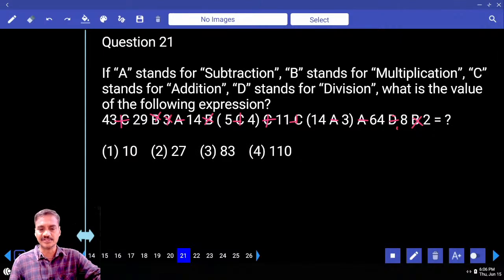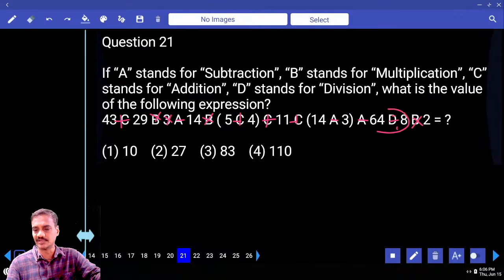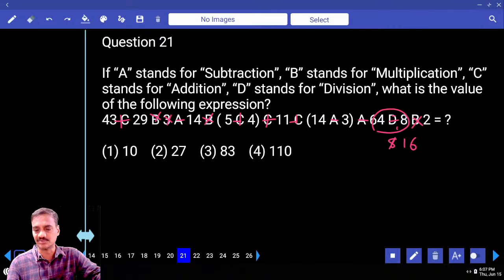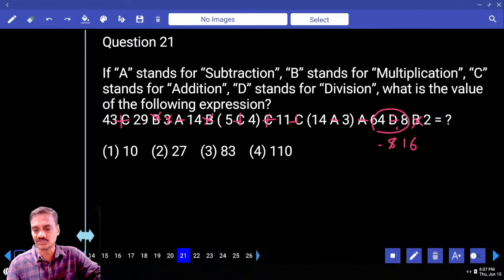Clear? Then there is only one division we have, 64 divided by 8, which is 8. Now 8 into 2 is how much? 16. The total value is 16 minus. Now 14 minus 3 is how much? 11.